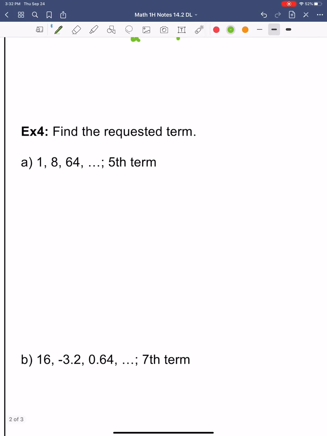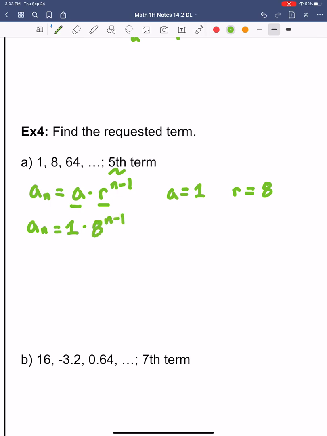Moving to example 4, it says find the requested term. So they want the fifth term here. I'm going to use the explicit rule to find this. Remember, my explicit rule looks like this. An equals a times r to the n minus 1, and I need a and I need r. So a is the first term, that's going to be 1, and r is whatever I'm multiplying. In this case, it looks like I'm multiplying by 8, and so my formula looks like this. An equals 1 times 8 to the n minus 1.